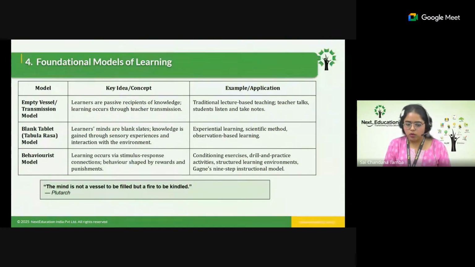Then the behaviorist model. As the name suggests, can anyone tell me what is this behaviorist model? Any idea? By the name itself, what does it convey?